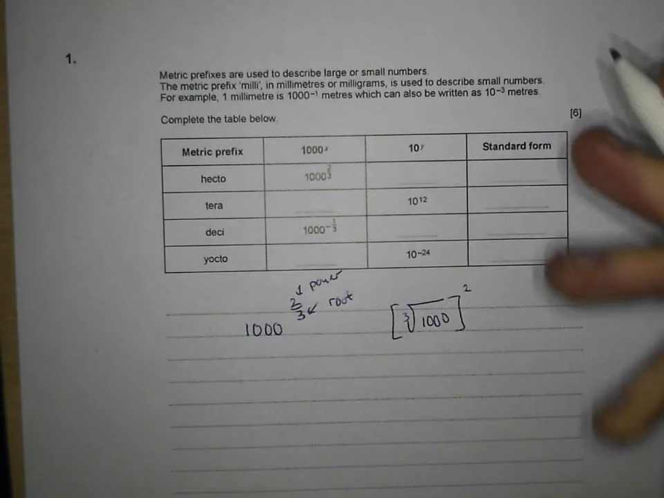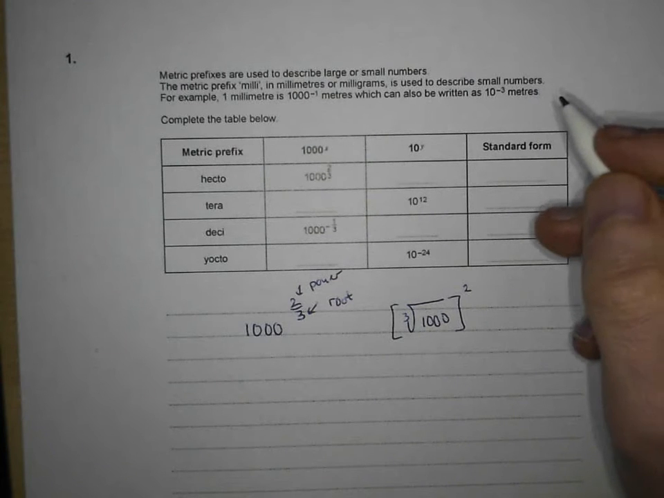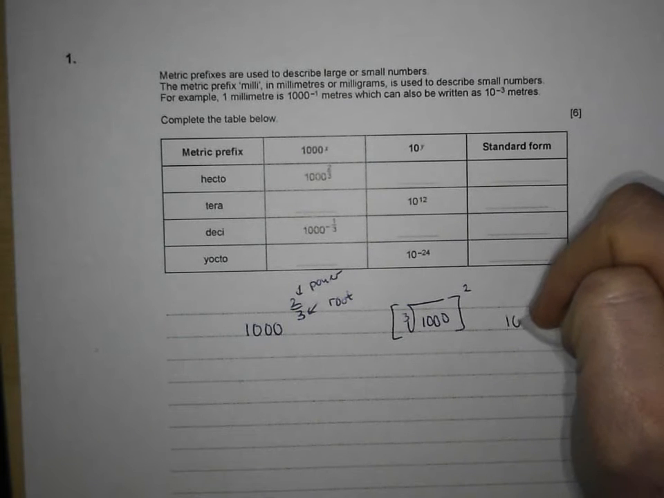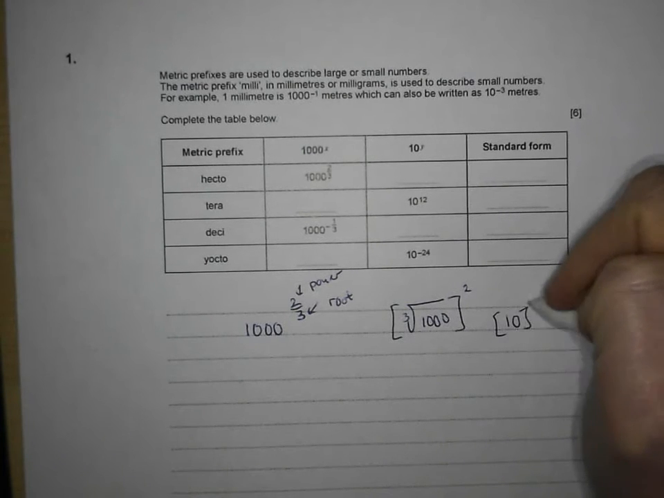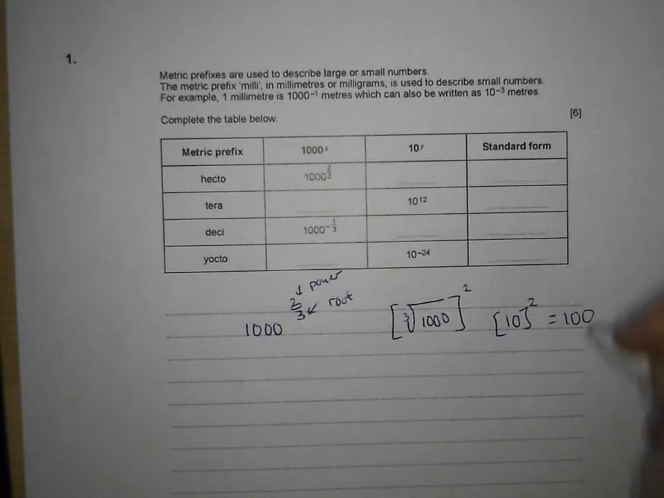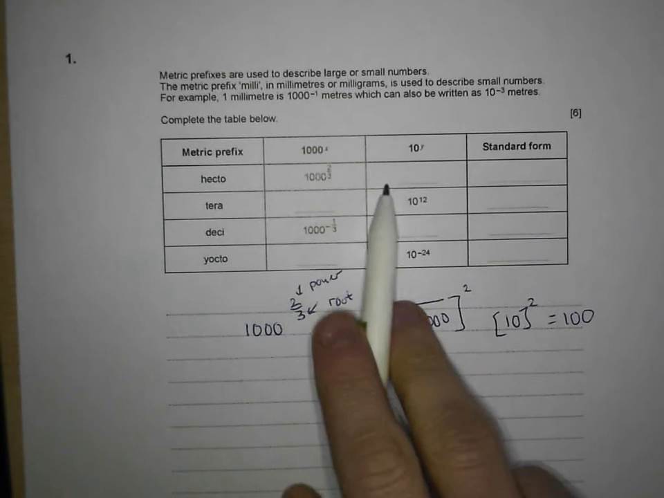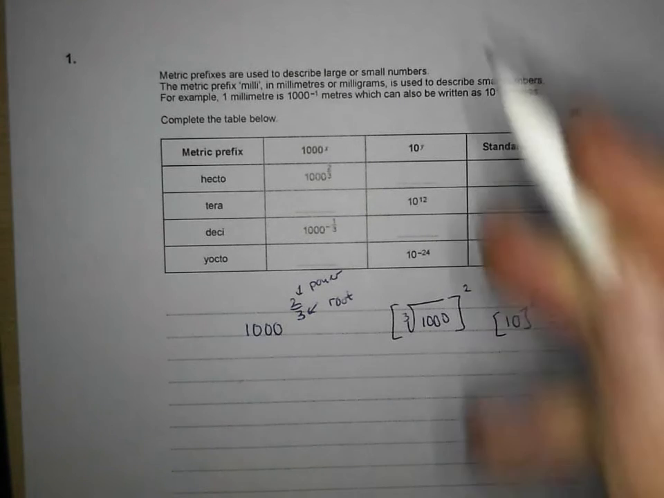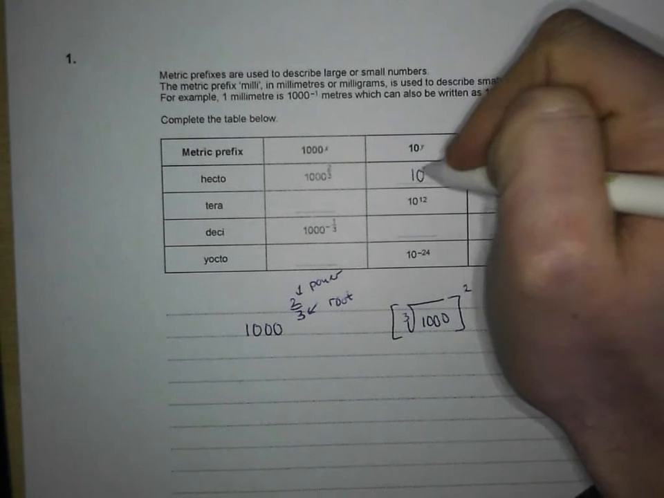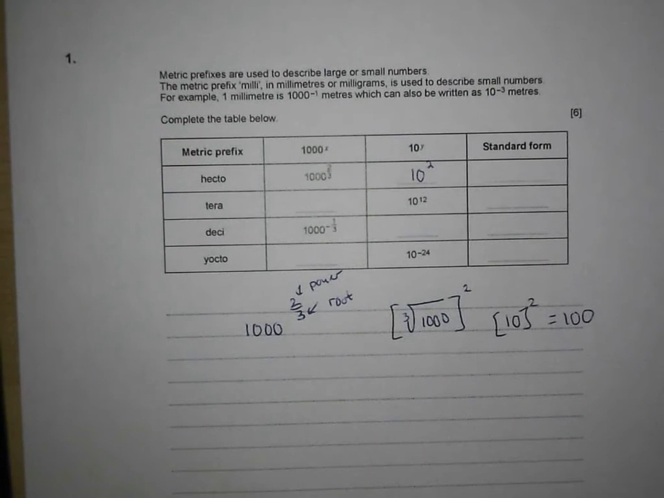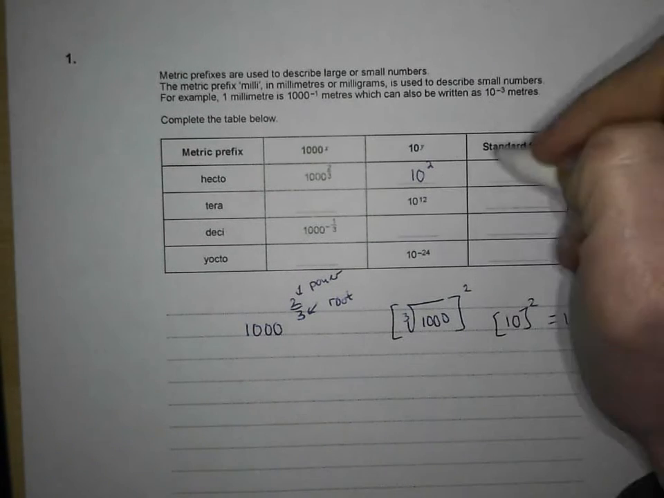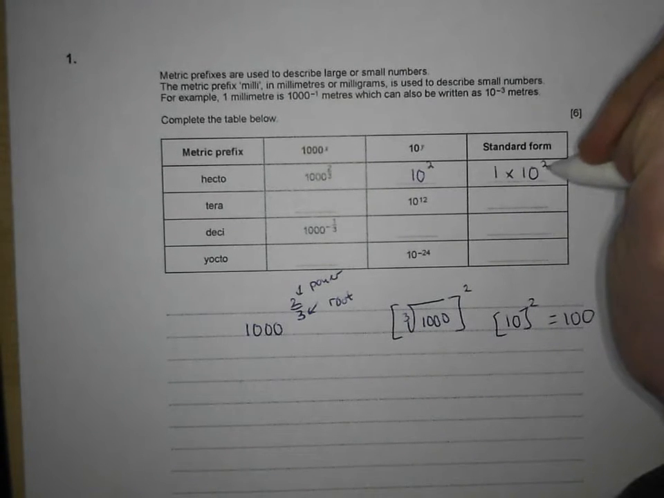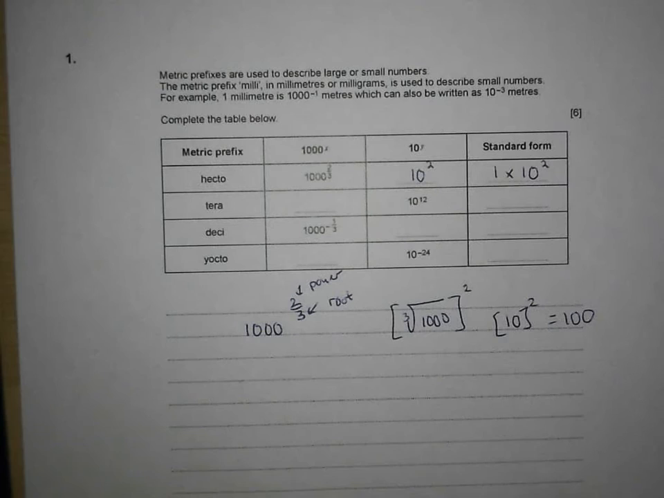Now this is non-calculator, so what's the cube root of 1,000? A number that multiplied by itself 3 times gives me 1,000. Well, I think that's going to be 10, and then I've got to square it, so that's going to give me 100. Now that's all well and good, but it hasn't answered the question, because I need 10 to the power of something. Well, 10 to the power of 2 is 100. 10 times 10 is 100, and in standard form, that's going to be 1 times 10 to the power of 2. Okay, so there's that first one.